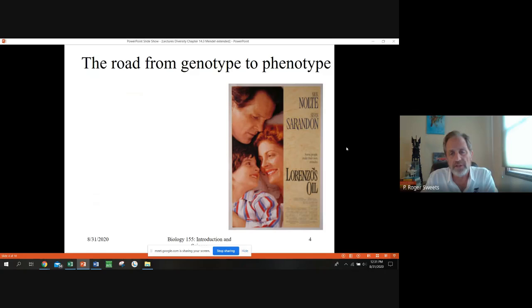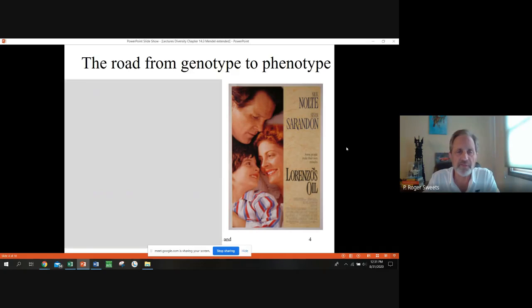One of the more telling examples of how complex this is, this will take me a minute to describe. It's described also in your text. You might want to read through this. There was a fairly good movie about this some years ago called Lorenzo's Oil, and I've kind of kept this on here for the last 20 years or so whenever I talk about this.